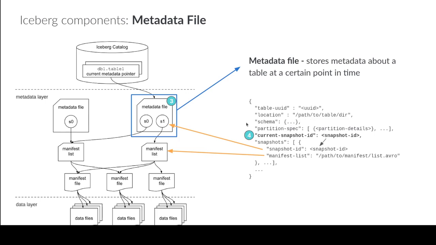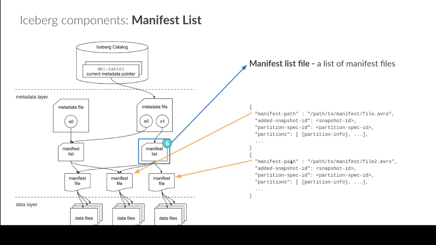From the metadata file, we identify which snapshot we want to look at. It tells us where the manifest list for that snapshot is, and then we go look at that manifest list. In the manifest list, we see all these manifests being listed, not the individual data files, but the manifests. Each manifest represents a group of files, and it tells us that this manifest was added at a particular snapshot, essentially when this group of files was created.